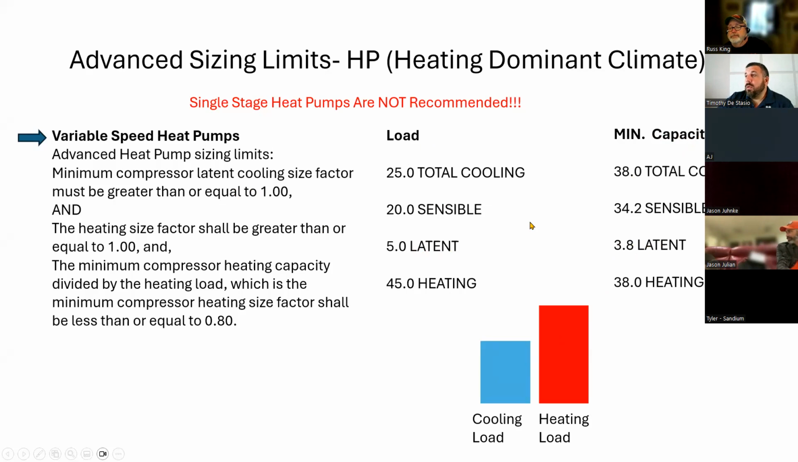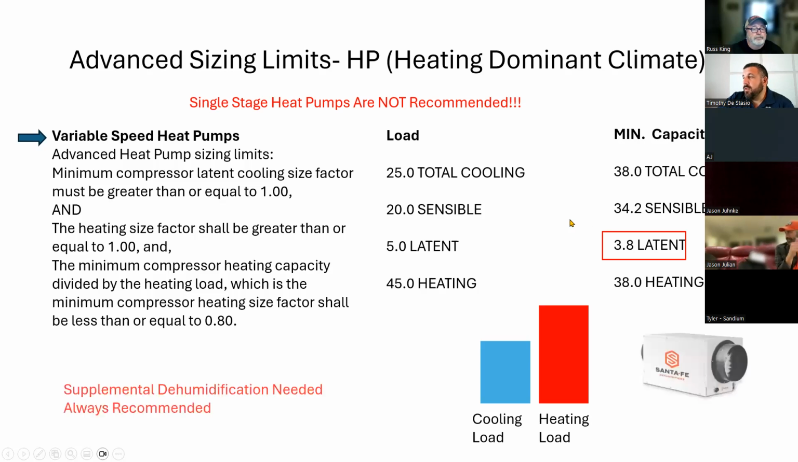So what do we do? Well, the only thing we can do when our latent capacity doesn't meet our latent load, and we've tried everything else, and we got a heat pump that works in wintertime, and we're in a heating dominant climate anyway. We've only got 2 months of summer and just a couple of months of shoulder season, is we need to add some supplemental dehumidification. That's really the only choice we have.